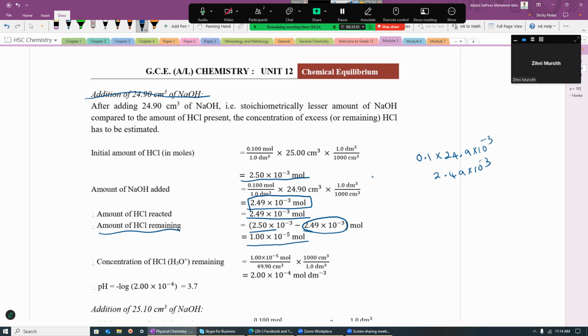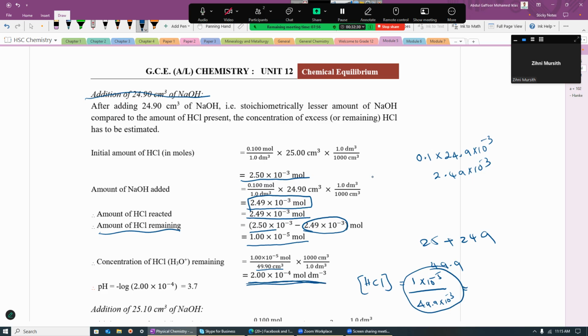But now what is the total volume? Already 25 plus 24.9, so it is going to be 49.9, right? So you have to divide it by 49.9. This is how we find the concentration of HCl. You can simply write HCl concentration is equal to 1 into 10 power minus 5 divided by 49.9 into 10 power minus 3. If you simplify this, you should get the answer. Now this is the H plus concentration, so you can find the pH.